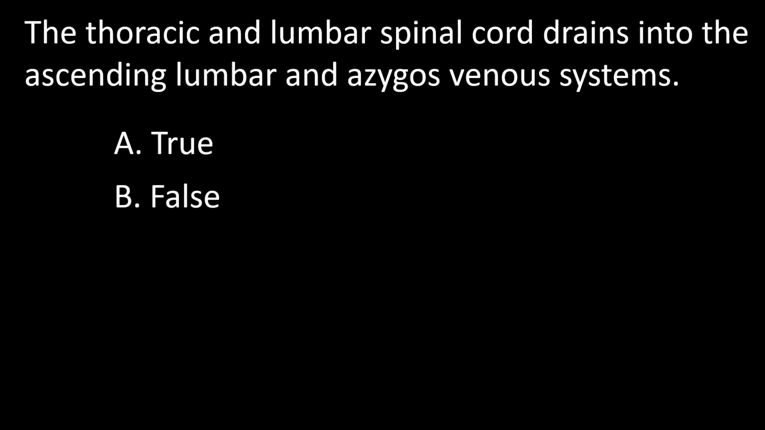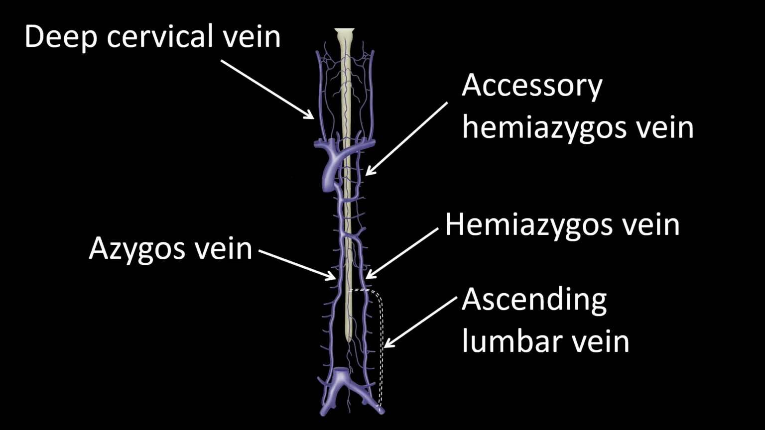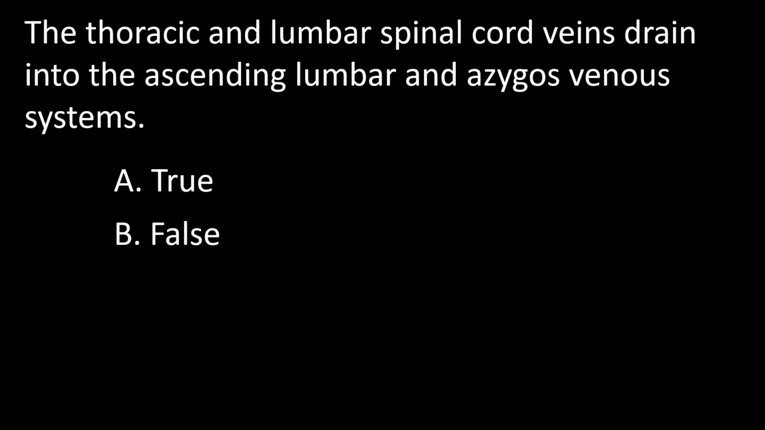Next question. The thoracic and lumbar spinal cord drains into the ascending lumbar and azygos venous systems. A true, B false. Drainage of the spinal cord is extremely variable in its anatomy. Most of the veins of the thoracic and lumbar spinal cords drain to the azygos system or the ascending lumbar system. So the answer to this question is A. Thank you very much for your attention.